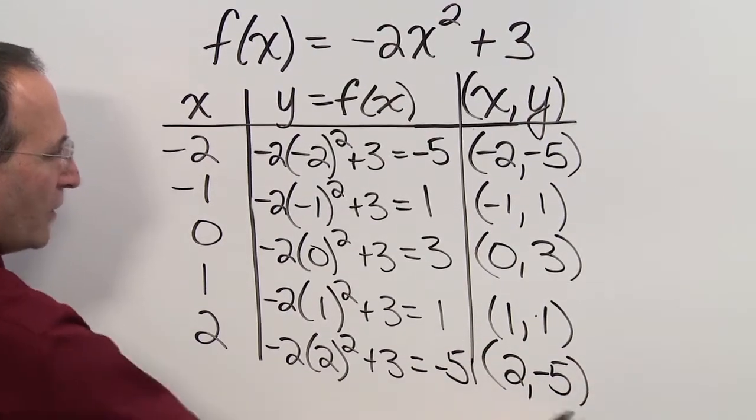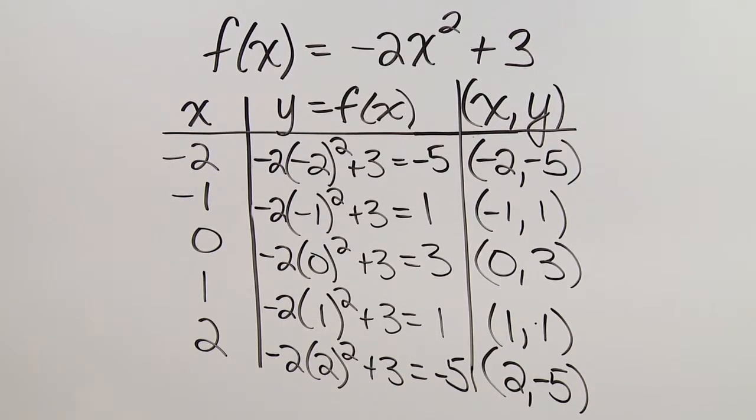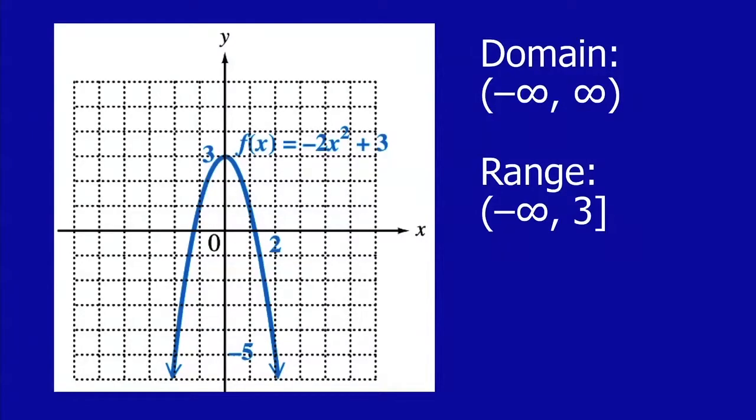So now we take all these points here, we plot them, and we get the following graph. So you can see that it's a parabola opening downwards. The vertex happens to be at 0 comma 3, and it's symmetric about the y-axis. The domain is from -infinity through infinity, and the range is from -infinity up to and including 3.